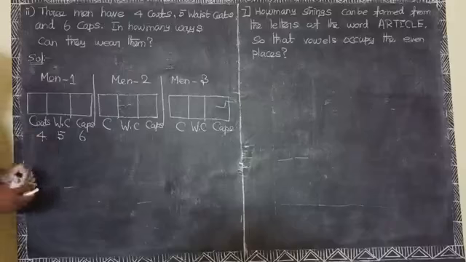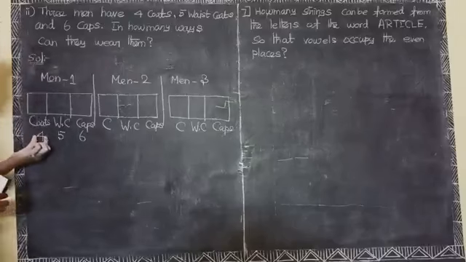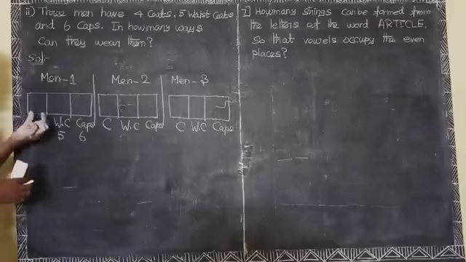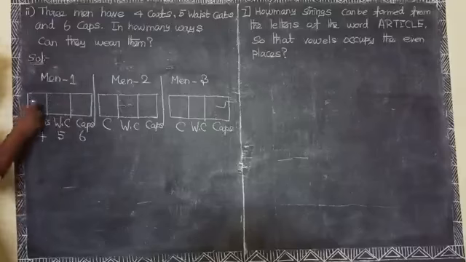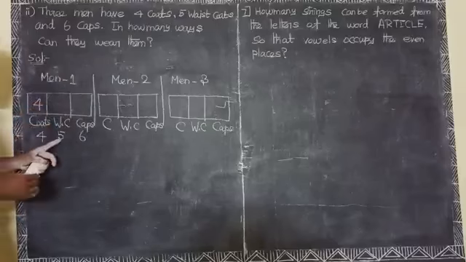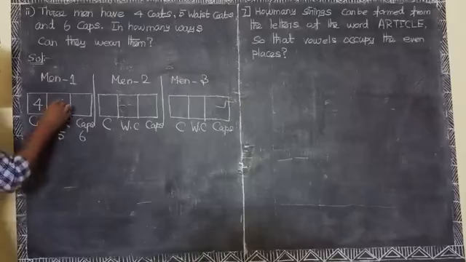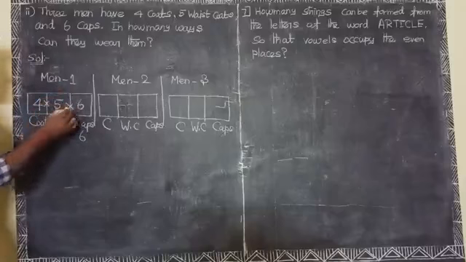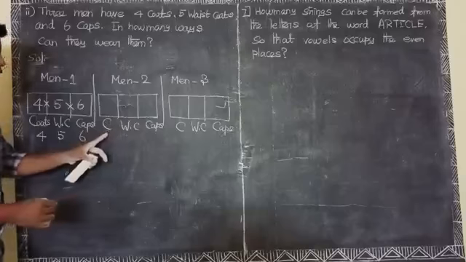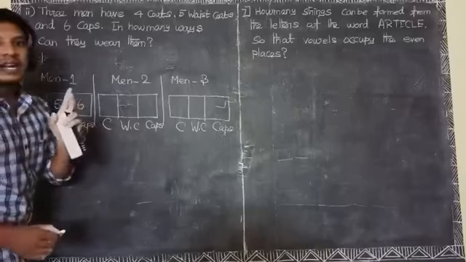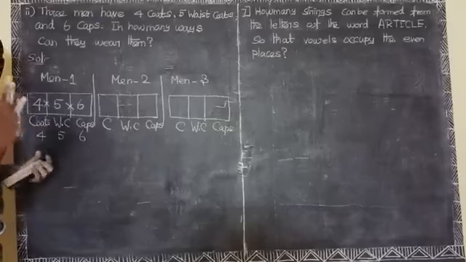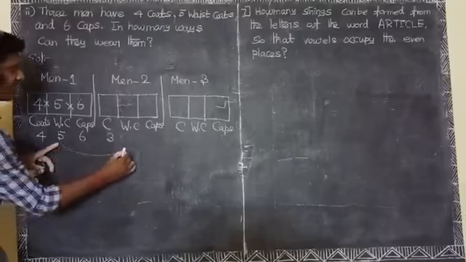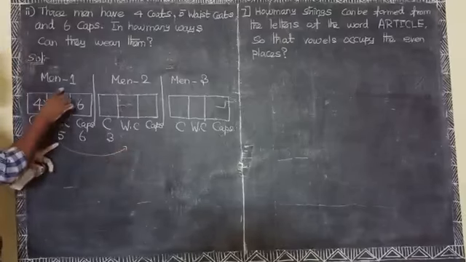The first man can wear 4 different types of coats, so here 4 chances. For the waistcoat, 5 chances. For the caps, 6 chances for man 1. Then for man 2, the coat is remaining only for 3. Only 3 coats, since man 1 is already wearing one.